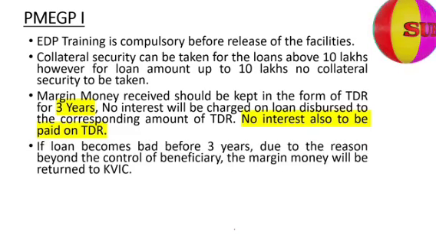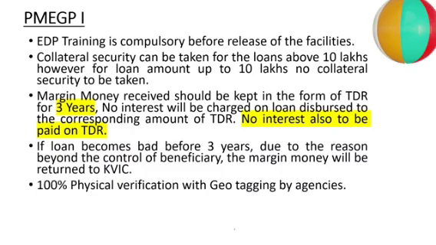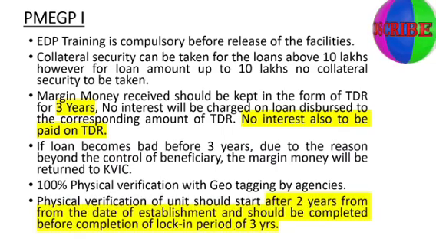If loan becomes NPA before 3 years due to any reason, even beyond the control of the beneficiary, the margin money will be returned to KVIC or DIC. If loan becomes NPA before 3 years, we have to return the capital subsidy. Okay. 100% physical verification of the units with geo-tagging by agencies. Physical verification of units should start after 2 years from the date of establishment and should be completed before completion of lock-in period of 3 years.